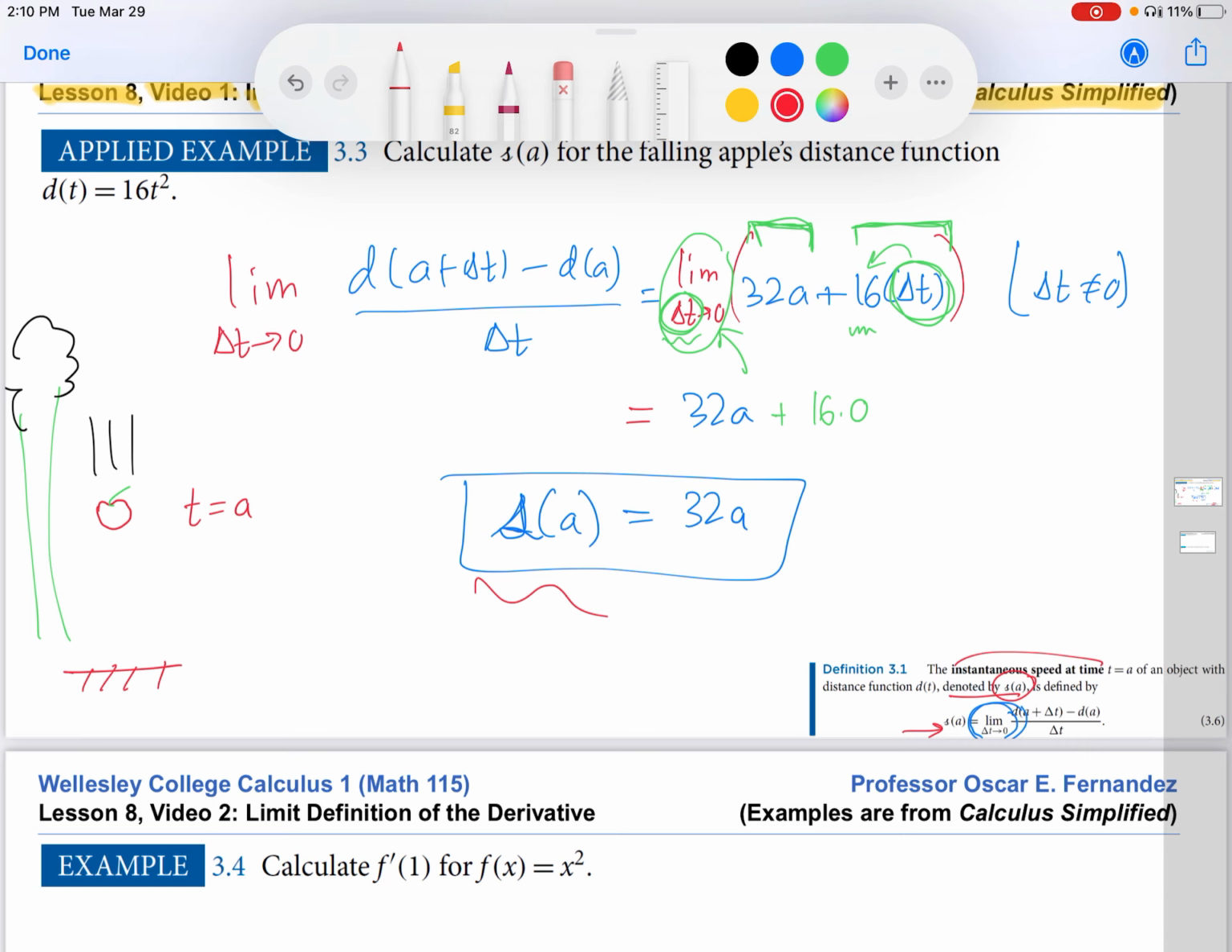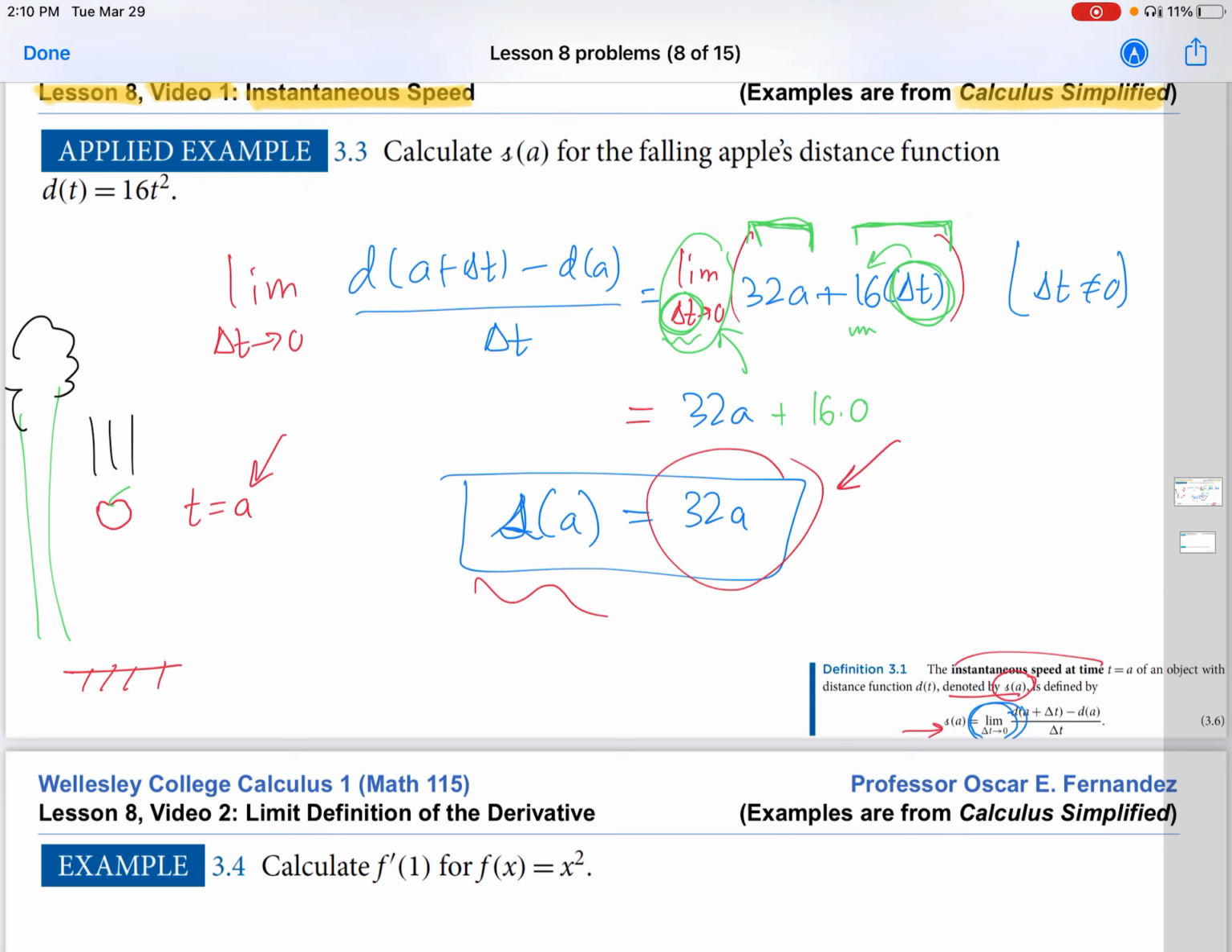What is the instantaneous speed? Assuming, of course, it's still falling. Then this is the answer, 32a. So if the apple was still falling 1 second after it fell from the tree, then the math we've just done shows that its speed would be 32 in whatever units we're using. 32 feet per second squared or 32 meters per second squared, whatever the units you're using are. Great, so that is how you calculate the instantaneous speed for an object whose distance function is 16t squared.